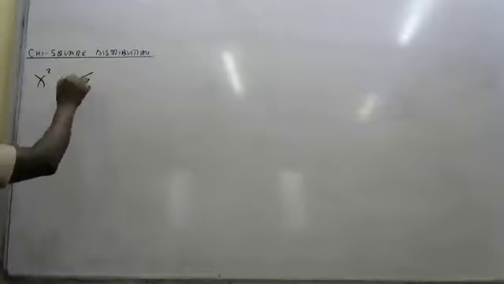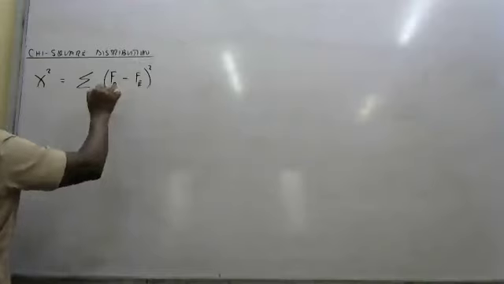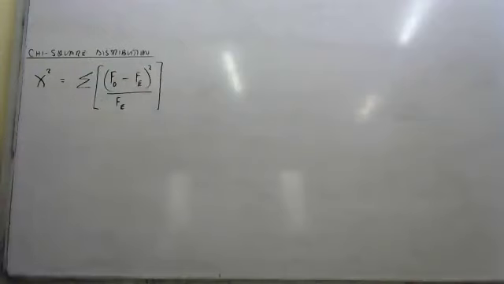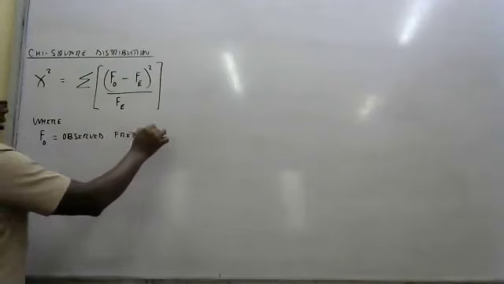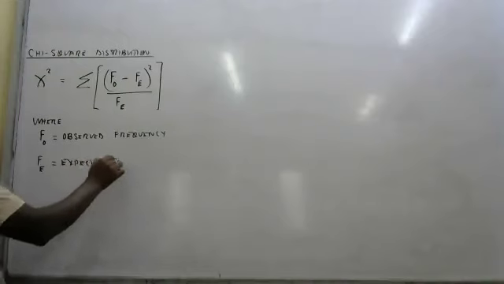The test statistic used is the sum of F naught minus FE, squared, you divide by FE, where F naught is the observed frequency and FE is the expected frequency.